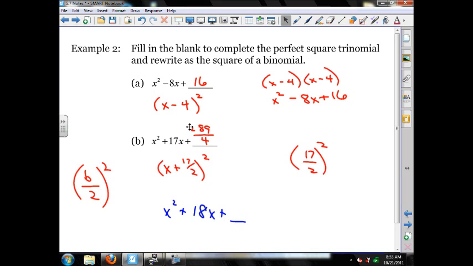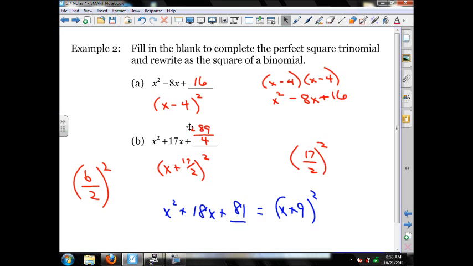Yeah. So like 18 divided by 2, since that comes out even, change that to 9. X squared plus 18x plus what gives me a perfect square trinomial? What goes in the blank? 81. And if we need to write that as something squared, what would it be? X plus 9.